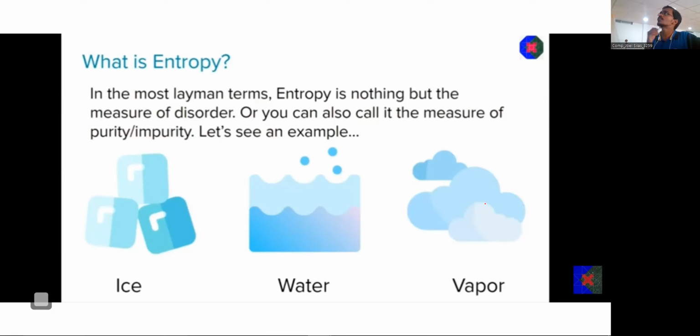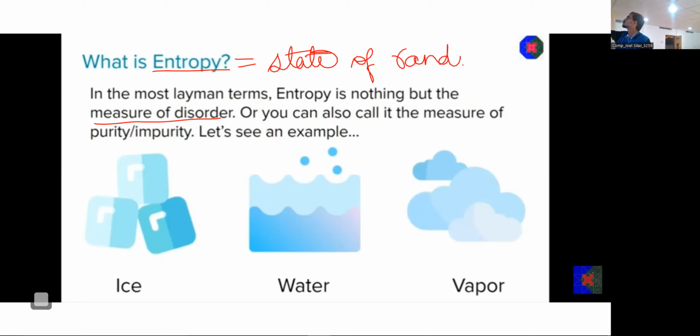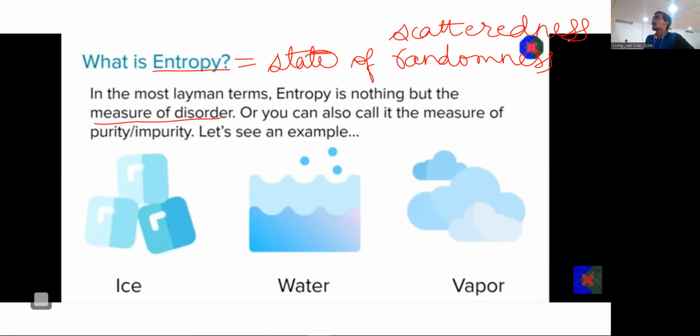Next, we'll see the concept of entropy. In layman's terms, what we can call entropy is a measure of disorder, or we can say entropy is a state of randomness. The state of randomness or a state of scatteredness. So, the more the randomness, we can say the more the entropy. So, you can also call it a state of impurity or purity. That means how much pure or how much impure.